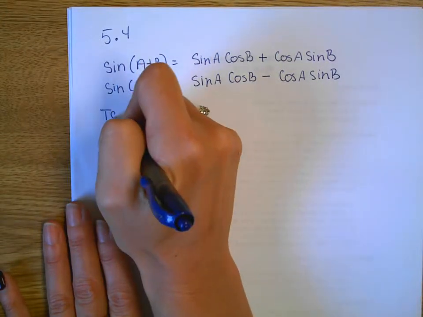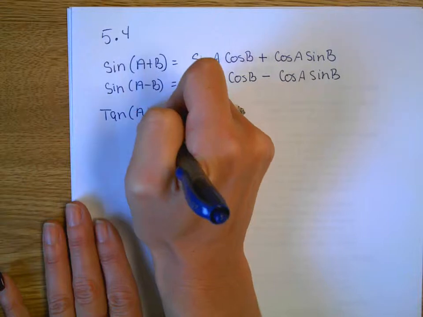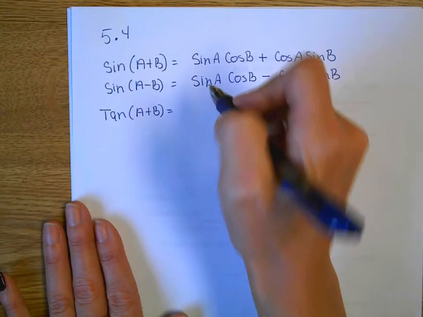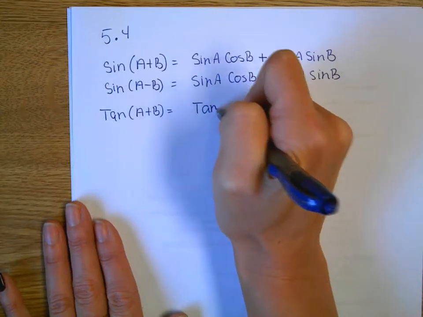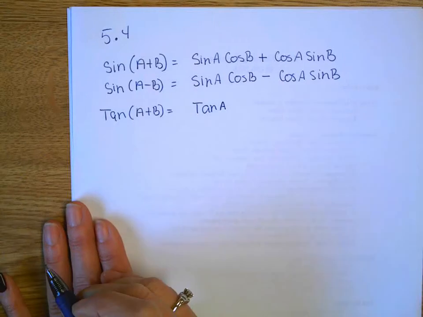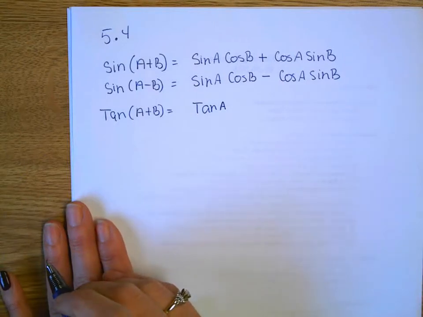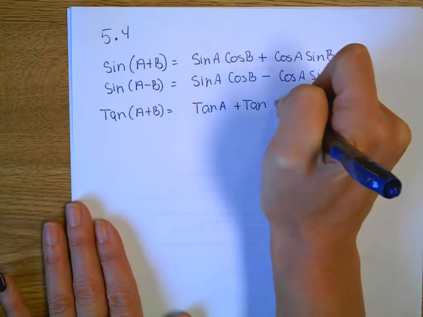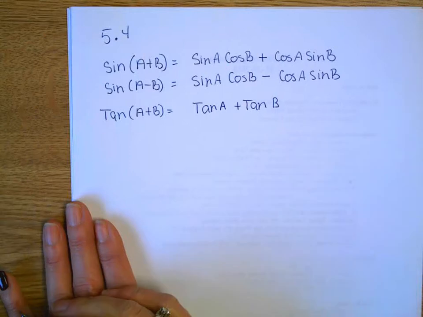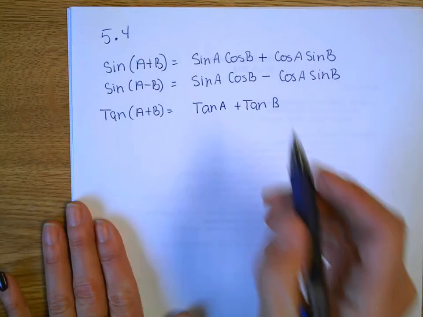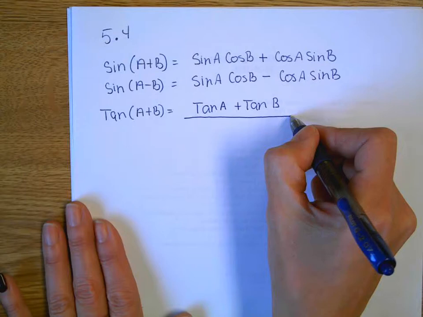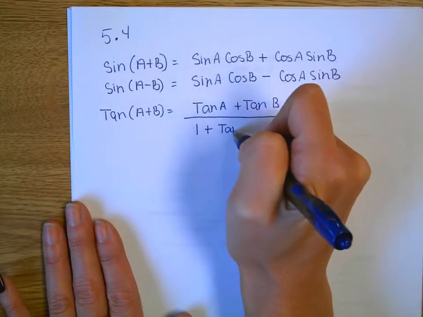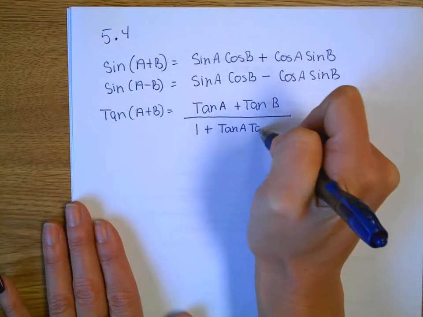Tangent. Tangent is a little bit uglier. It's the tan of A plus the tan of B. So it looks like distributive property happened. It'd be nice if that was it, but there's more to it. You have to divide by 1 plus the tan of A multiplied by the tan of B.